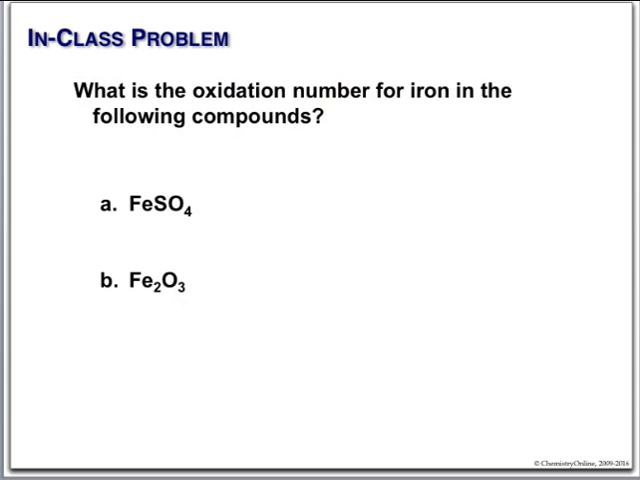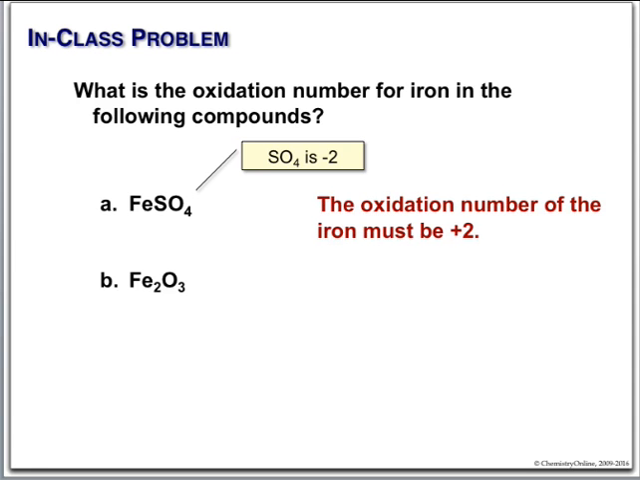Let's do a couple of irons. We've talked about sulfate, right? What's the charge on sulfate? Sulfate is -2, right? We know sulfate is always going to be -2. If this is neutral then, what's the charge on our iron? +2.